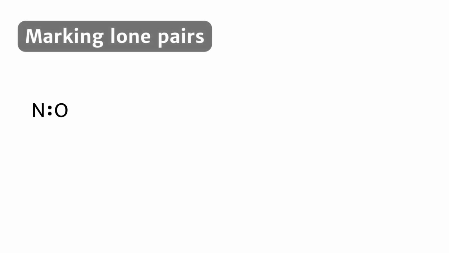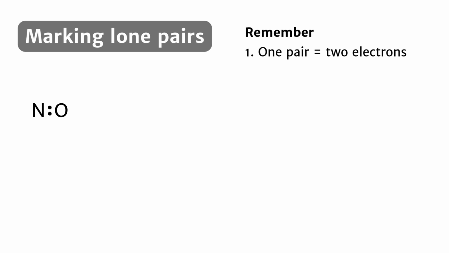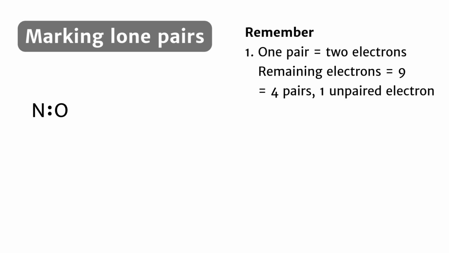Lone pairs consist of electron pairs that are not involved in chemical bonding. Remember that each pair contains 2 electrons. As discussed, there are 9 unutilized electrons. From these, we can form 4 electron pairs and mark them as lone pairs on the structure, while the remaining 1 electron can be marked as an unpaired electron.